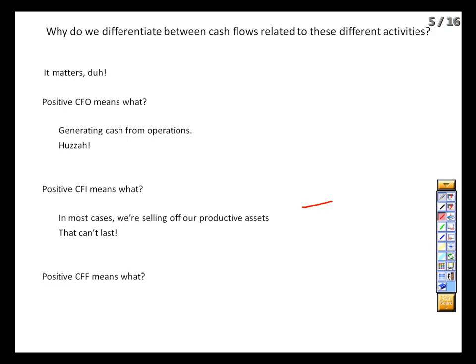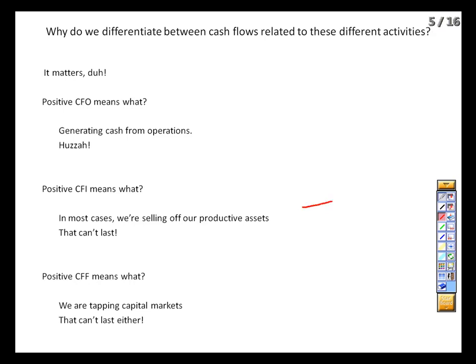Positive cash flow from financing activities. What does that mean? It means we did one of two things. Either we borrowed money by issuing a bond or a note payable, or we went to the stock market and issued new shares for cash. We're tapping our capital markets. And of course, this is unsustainable too.